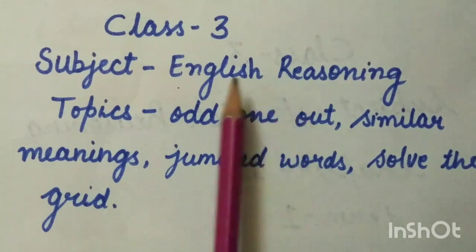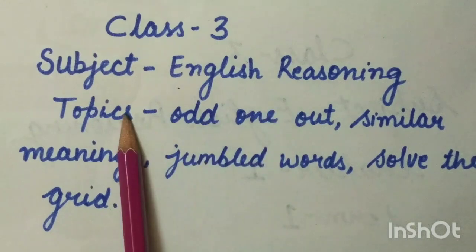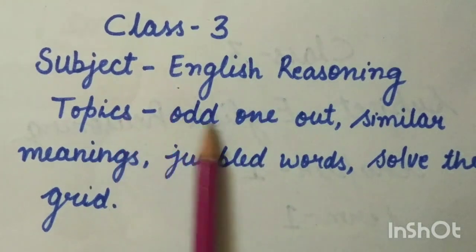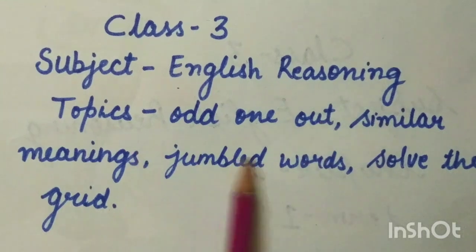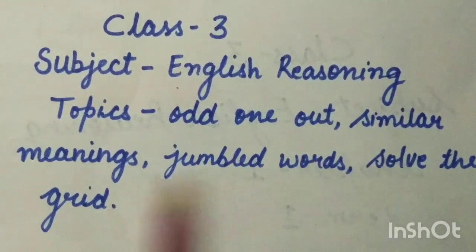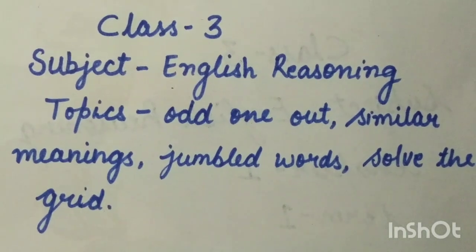Today we are going to start English reasoning class. The topics we are covering today in this class are odd one out, similar meanings, jumbled words, and solve the grid. So let's start with the meaning of English reasoning.